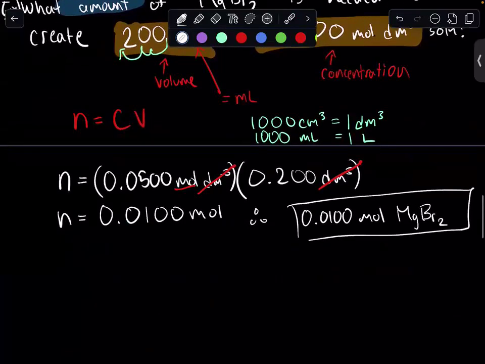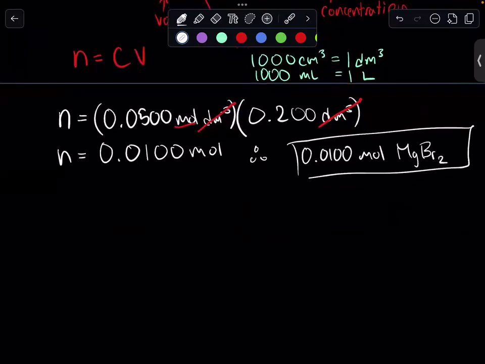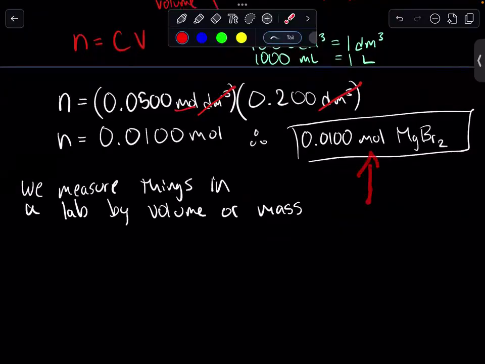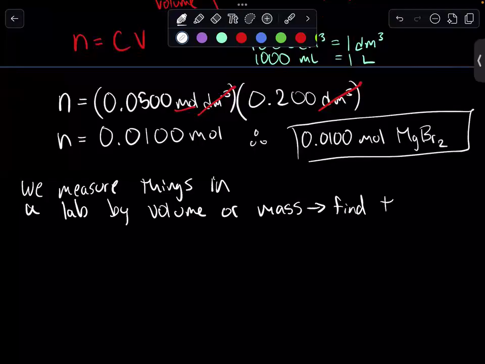The last part that the DP may ask you to do, not may, they will ask you, is they're going to say, well, we measure things in a lab by volume or mass. And unfortunately, as we learned from a previous unit, moles is not a volume or a mass, so we must interconnect and we must convert. So what we're going to do is find the mass of magnesium bromide needed.